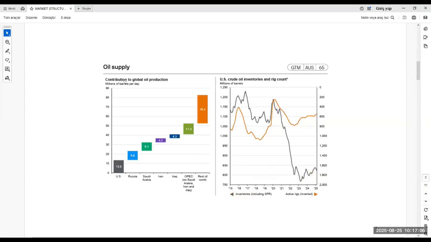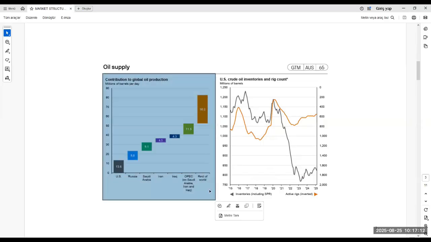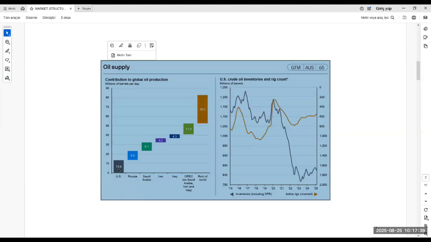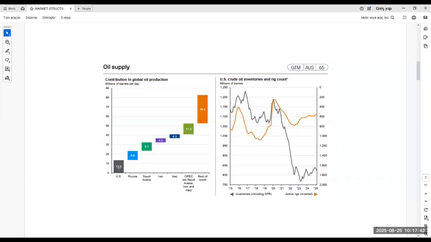And here, we should take a closer look at what is happening in the oil supply and oil market and energy market, a special commodity. Energy is the best well-known commodity, and oil is the best well-known energy. Here, the contribution of energy oil supply to global oil production. As you see, we have different countries, and here the million barrels per day.